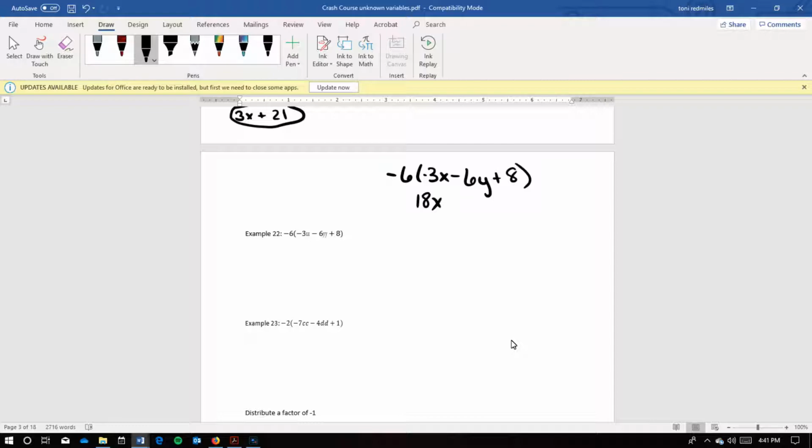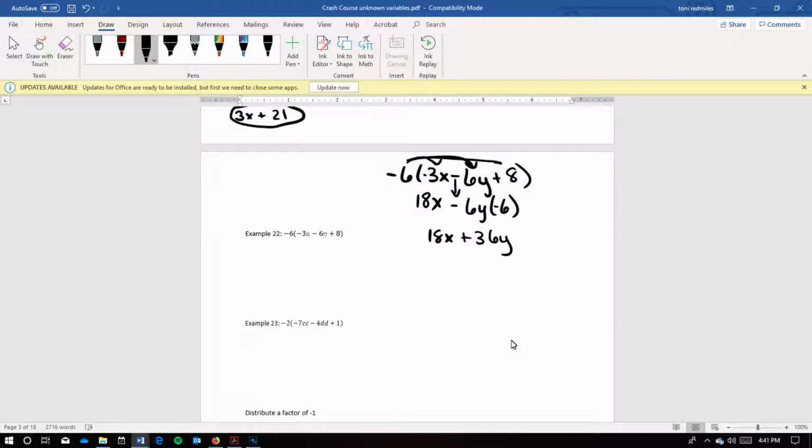Negative 6 times a negative 6y, okay? So this negative is going to drop down. We're going to multiply it to the negative 6. All right, we got to distribute it through. So that is going to be 6 times 6 is 36. Two negatives make a positive, and the y is along for the ride.